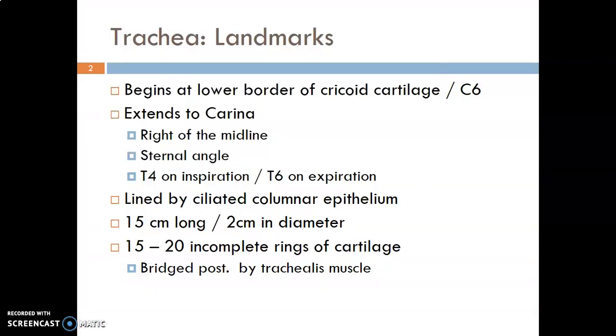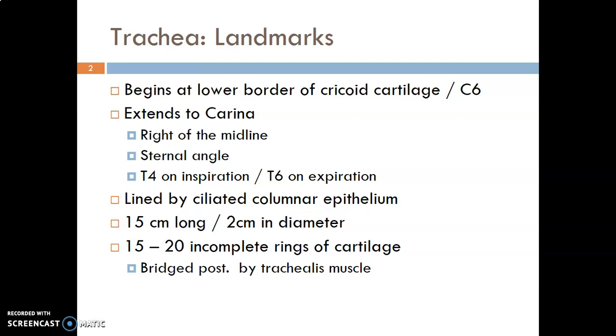So it begins at the lower border of the cricoid cartilage, and that corresponds to the C6 vertebra. Then it extends to the carina. Okay, the carina is at the bifurcation. It's located at the T4, T5 junction, which is at the sternal angle. So this carina is usually mostly on the right side of the midline. And during inspiration, the carina is at T4, and during expiration, it's at T6.